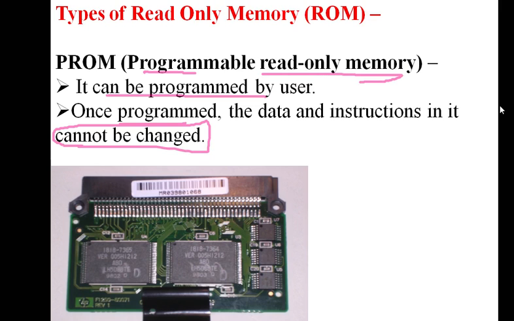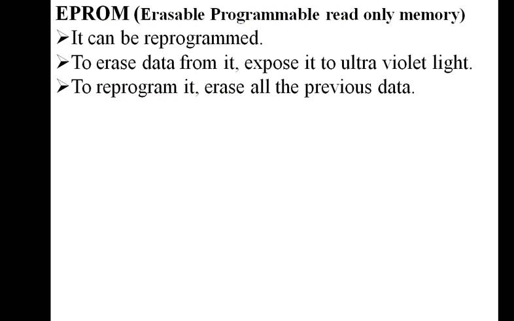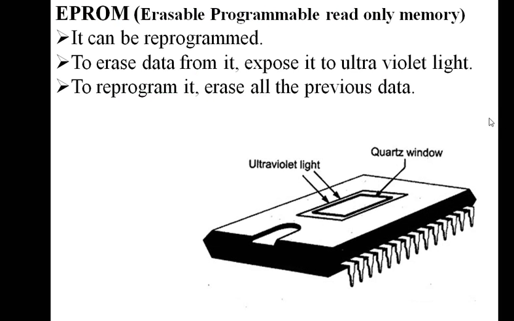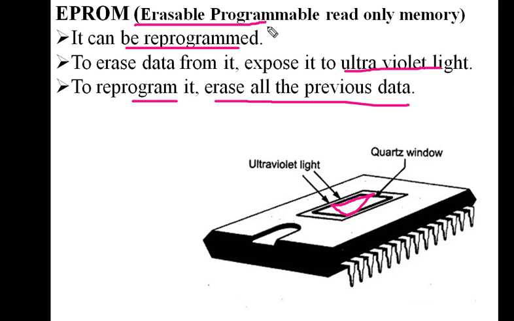Okay. Then another one is EPROM. Here, erasable programmable read-only memory. It can be reprogrammed, but to erase the data from it, you expose it to ultraviolet light, to reprogram it and erase all the previous data. PROM is read-only memory, but EPROM means erasable. We can erase the program and we can reprogram it. Okay, this is called EPROM. Reprogram, erase the data, and to reprogram it, erase all the previous data. Simple concept. This is EPROM.